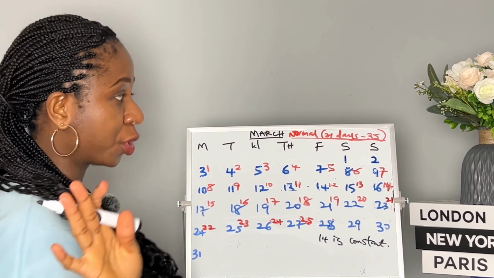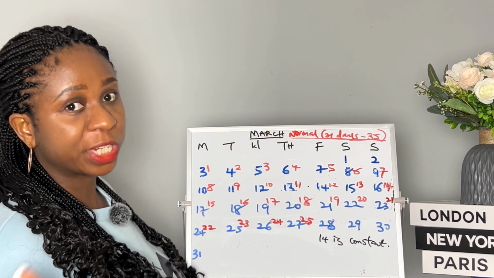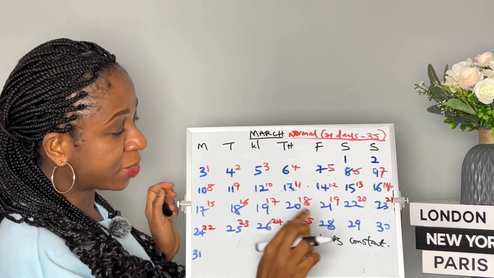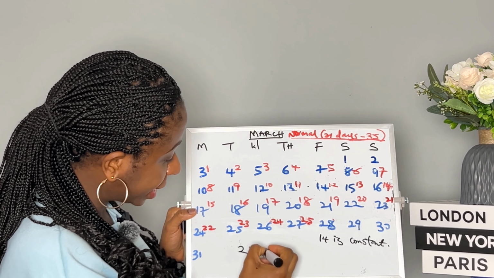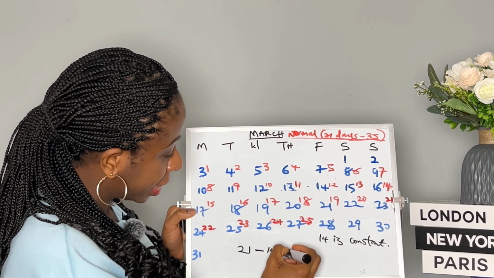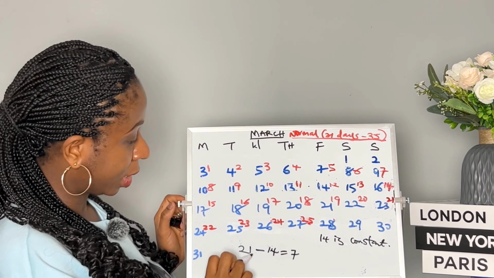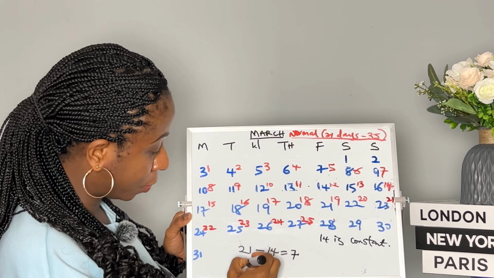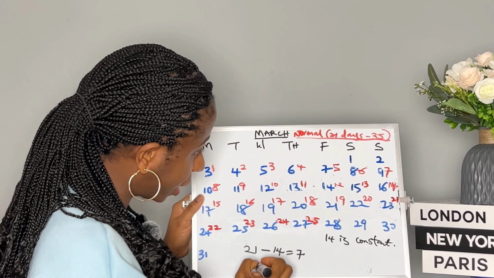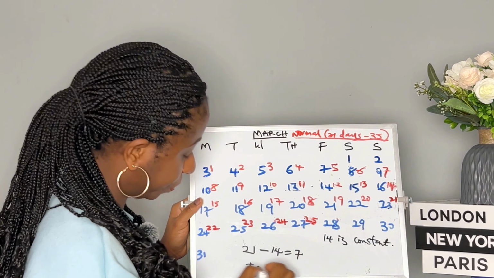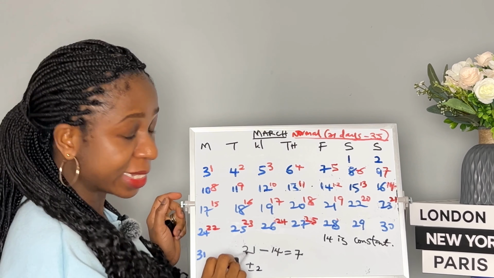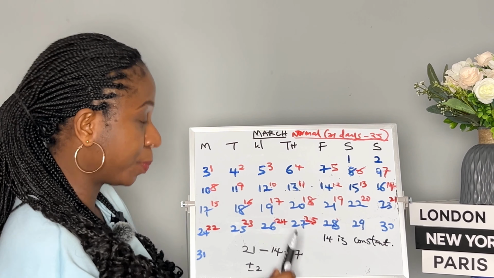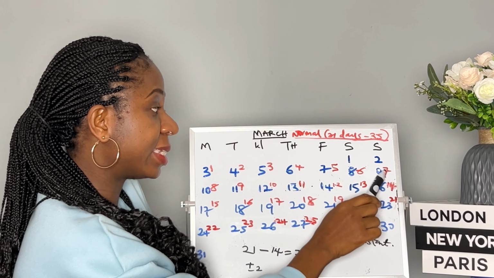The first example, we're going to be using it for someone with a 21 day cycle. So for a 21 day cycle, bearing in mind 14 is constant, it's going to be 21 minus 14. That's going to give us 7. So this lady could possibly ovulate on day 7 of her menstrual cycle. Don't forget, we're still using plus or minus 2. So this lady could possibly ovulate on day 7.